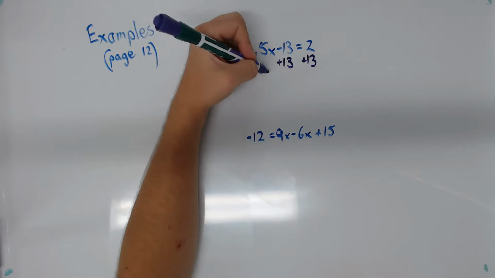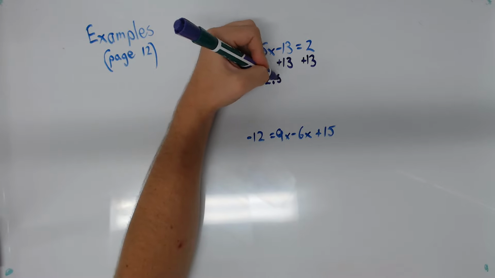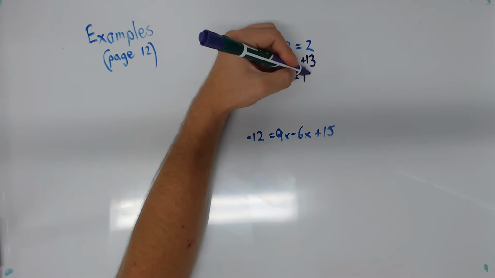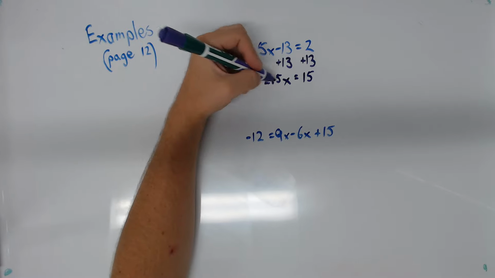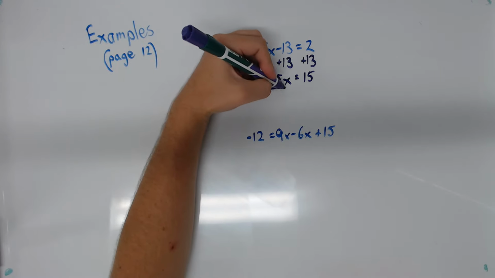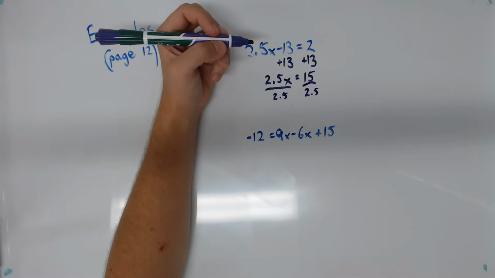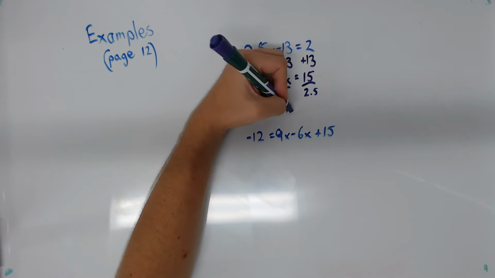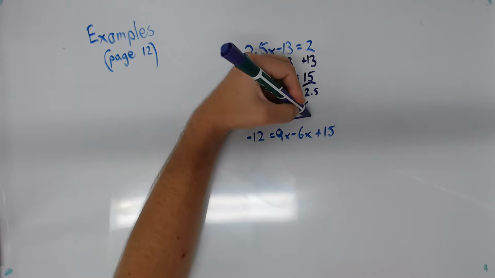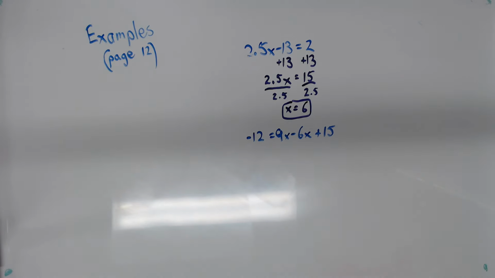And we end up with 2.5x equals 15. Now x is multiplied by 2.5. The opposite of multiplying is dividing. And 15 divided by 2.5 is 6. Solution to that equation is 6.